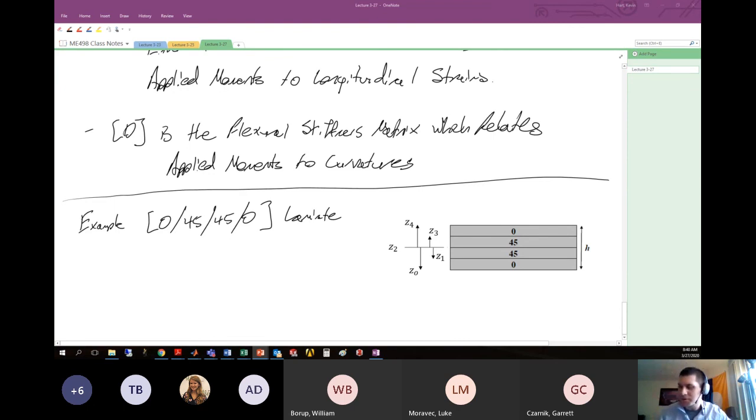Okay, so here's our example with a 0, 45, 45, 0 laminate. And we're defining the location of the bottom and the top of each particular layer using the variable Z. So for instance, if this is layer number 1, this is layer number 2, this is layer number 3, and this is layer number 4, this would be K equals 1 through 4. So we use K to denote which layer we're in. Then Z0 is the bottom of layer 1, Z1 is the bottom of layer 2 and the top of layer 1, and so on and so forth.